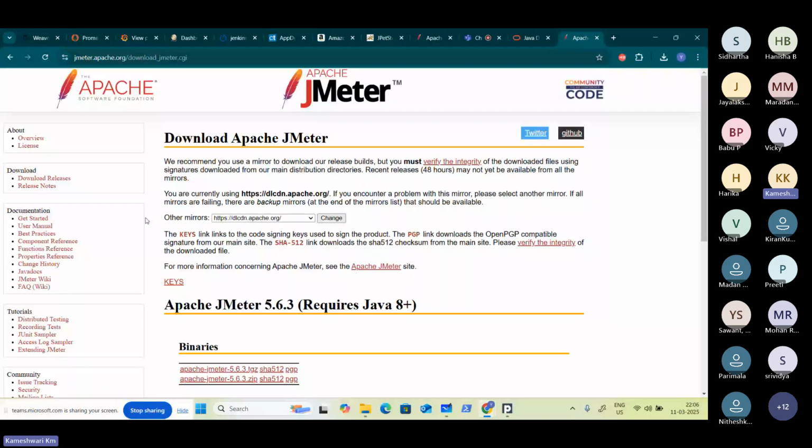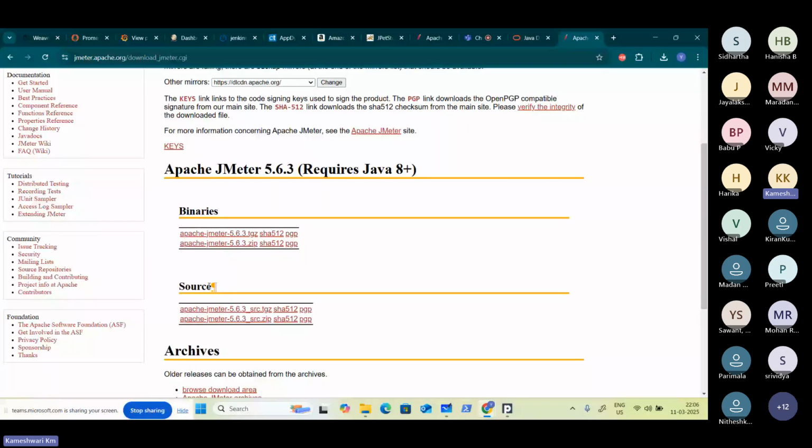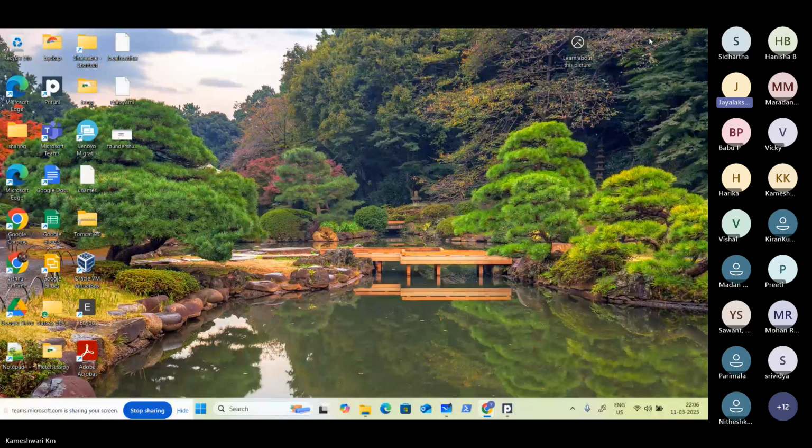Now here you need to download the binary, not the source. Many people make this mistake. They will download the source and they will say that some file is not there. So make sure you download the binaries, and that too the zip file. This zip one, Apache JMeter 5.6.3 zip. Just download it. Once you download, that zip file will get downloaded.